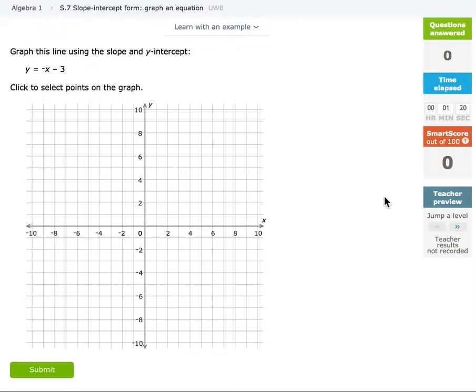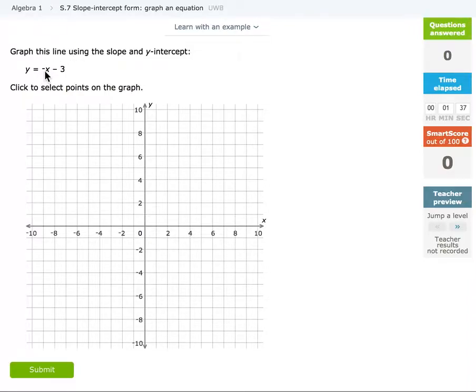Let's continue practicing with the slope-intercept form. Now you will graph the line using the slope and the y-intercept, as instructed here. So let's start by identifying both the slope and the y-intercept, which you should now have a good grasp on after practicing the previous topic.